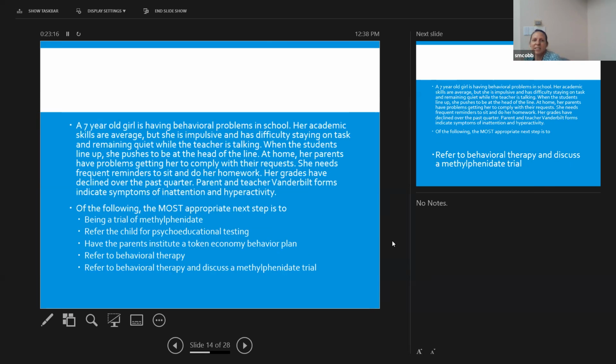Okay, so here is a 7-year-old girl, behavior problems at school. Academic skills are average. She's impulsive, has difficulty staying on task and remaining quiet when the teacher is talking. When students line up, she pushes to be at the head of the line. At home, her parents have problems getting her to comply with their requests. She needs frequent reminders to sit and do her work. Her grades have declined over the past quarter. Parent and teacher Vanderbilt forms indicate symptoms of inattention and hyperactivity.